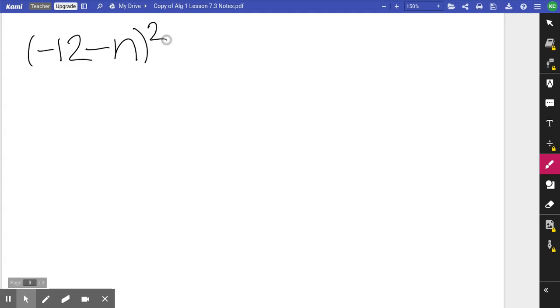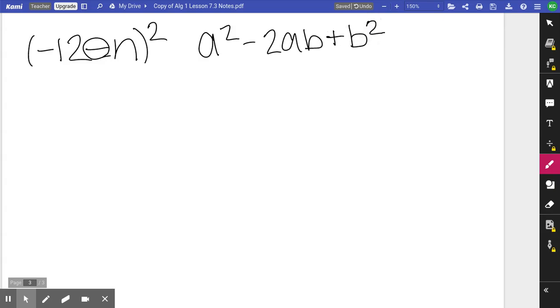Let's do negative 12 minus n squared. Okay, now since I have my minus sign here, I'm going to have a squared minus 2ab plus b squared. Let's start with our a squared. So we're going to have negative 12 squared, which is going to turn into negative 12 times negative 12, which is going to be a positive 144.